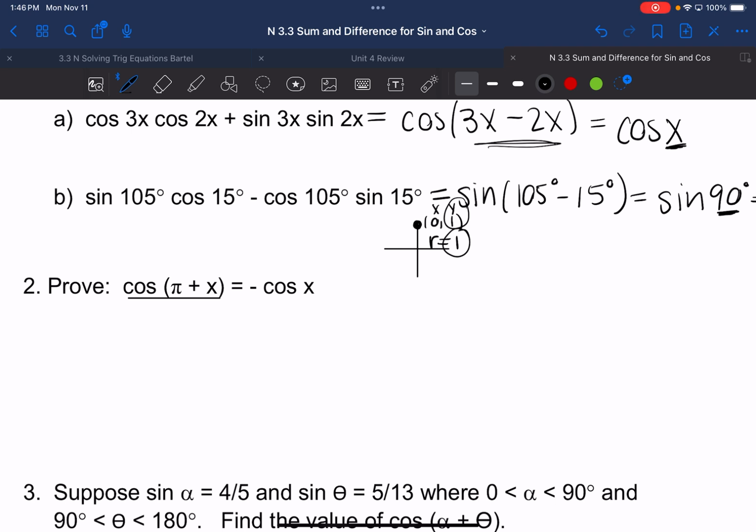So the third one says that cosine of a plus b, which is what we have here, is equal to cosine of a, what's a? Pi, times cosine of b, what's b? X, minus sine of a, which you guys said was pi, right? Times sine of b, which you said was x, right? And this is all equal to that negative cosine of x over here.